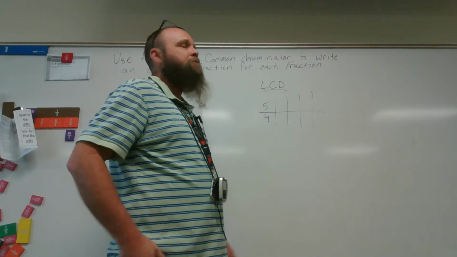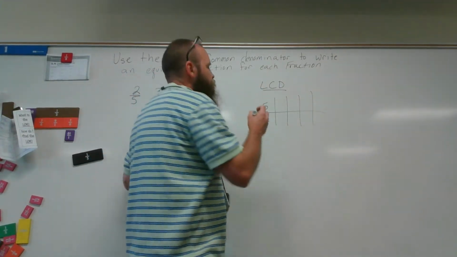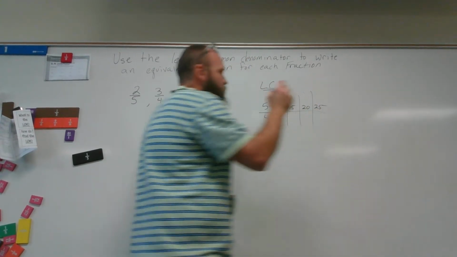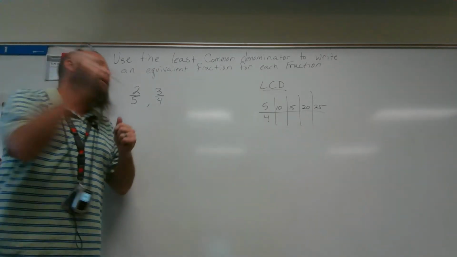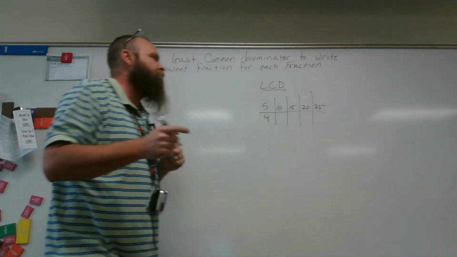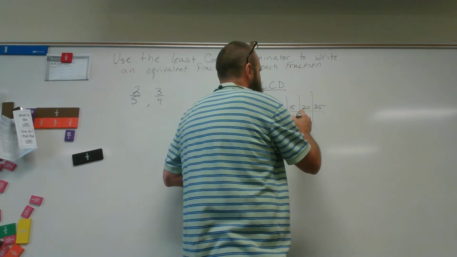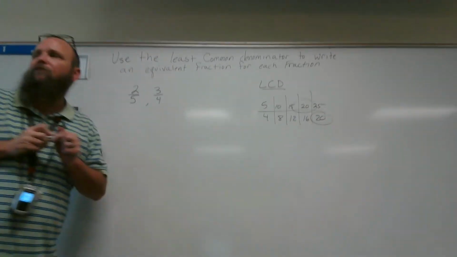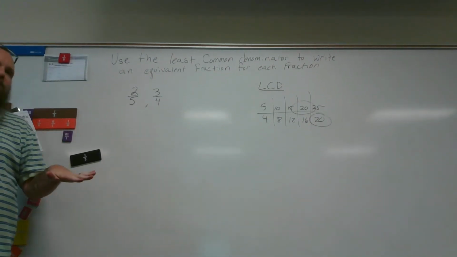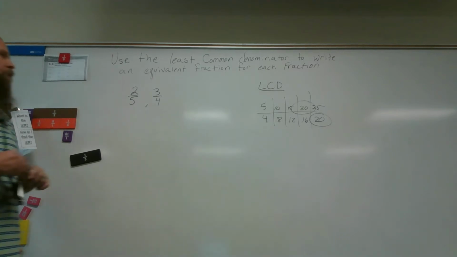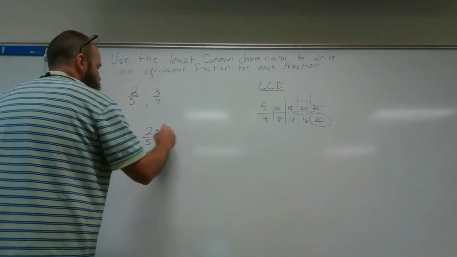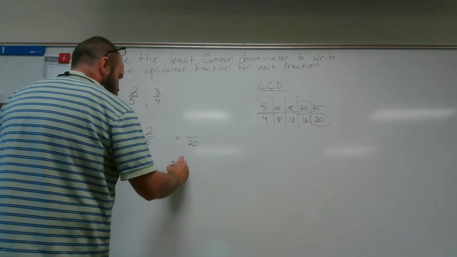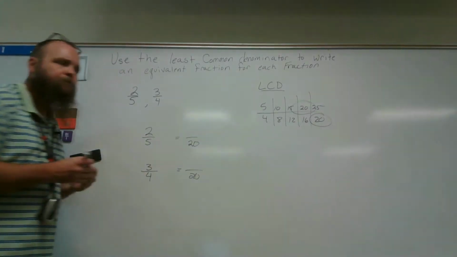And we'll list them. So Mia, tell me my multiples of 5. 5, 10, 15, 20, 25. All right, let's stop there because you told me it was 20, right? Mia, tell me my multiples of 4. 8, 12, 16, 20, 24. Boom! We've got 20. We change 2 fifths to equal something over 20. We change 3 fourths to equal something over 20.